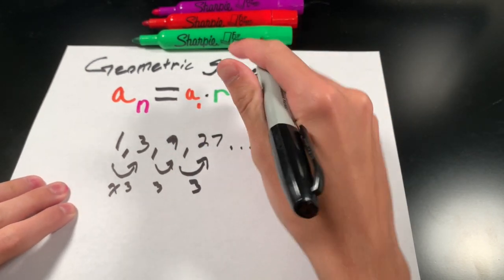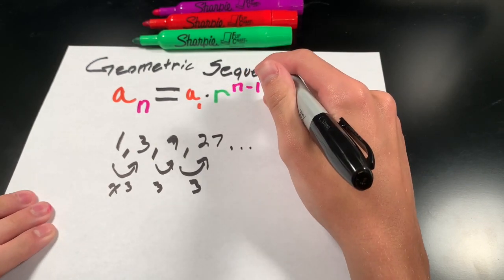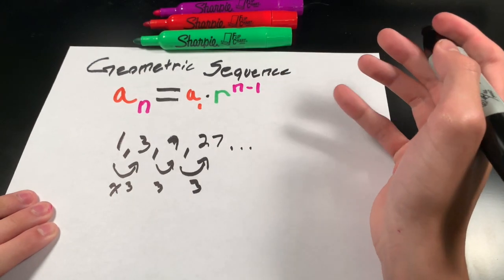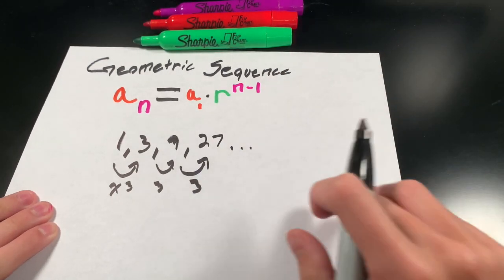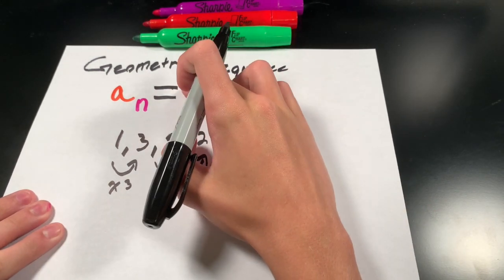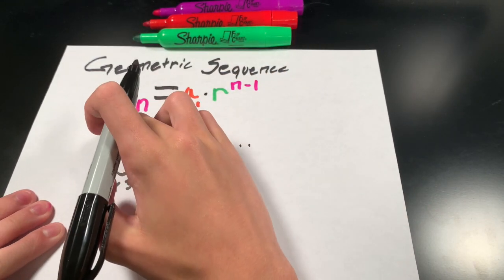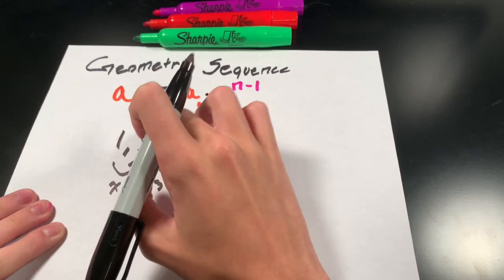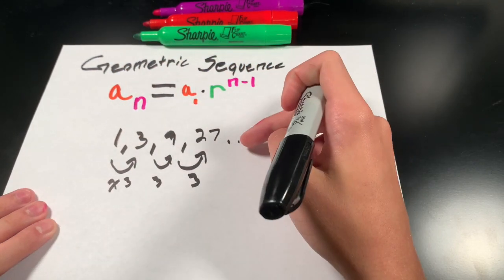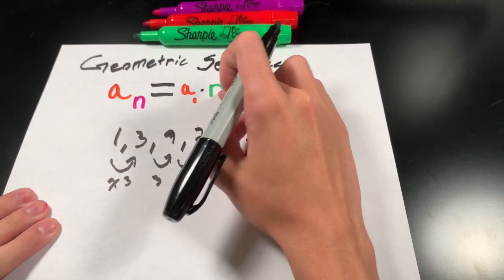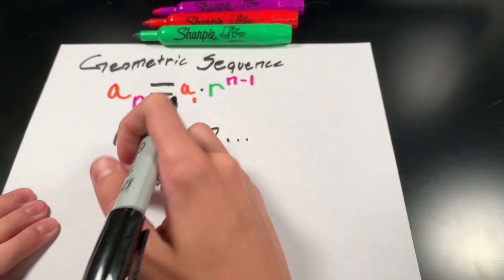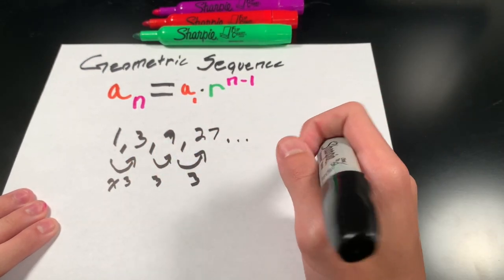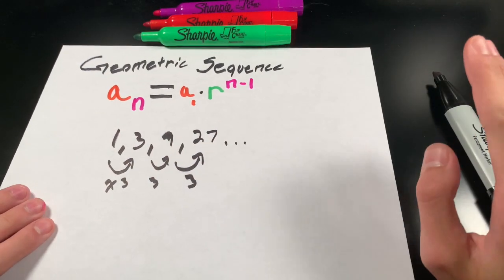This formula is just a way of calculating what number goes to which term. Let me define this formula for you. A is the term, so this is A1, A2, A3, A4. N is the number of the term, so first, second, third, fourth. The ratio is what you're multiplying by every time to get that term, so the ratio for this is 3, because you're multiplying by 3 to get every next term. So that is what a geometric sequence is.